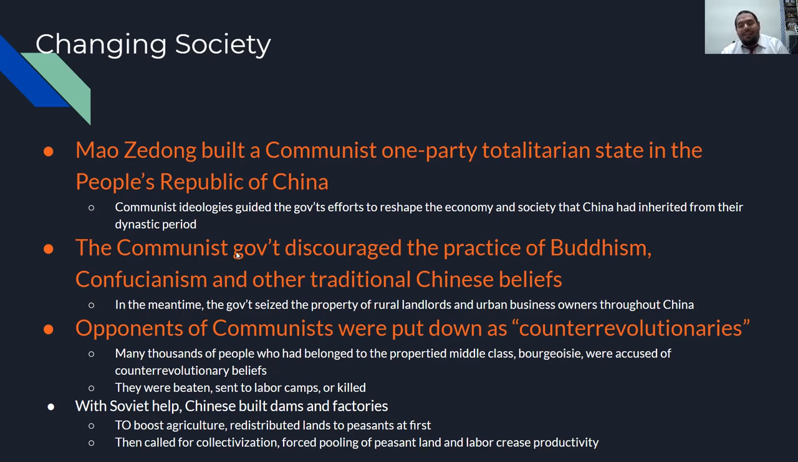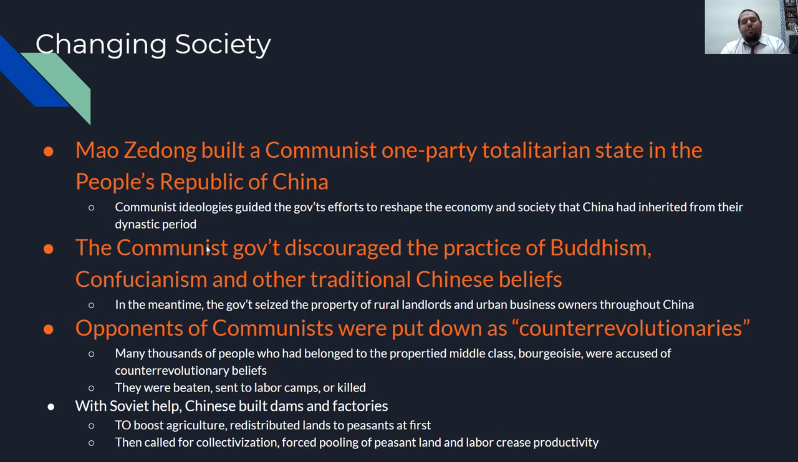Remember, communists don't necessarily, I wouldn't say they're atheists, but they don't necessarily associate themselves with religion, right? So the communists are going to discourage these long-lived traditional religious beliefs of their forefathers. In the meantime, the government will seize property of the rural landlords and urban business owners throughout China.